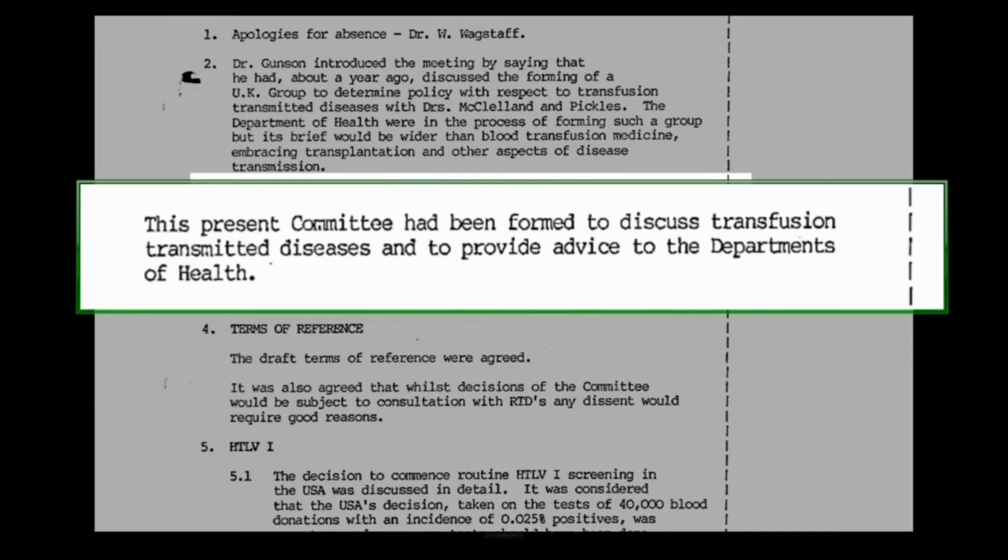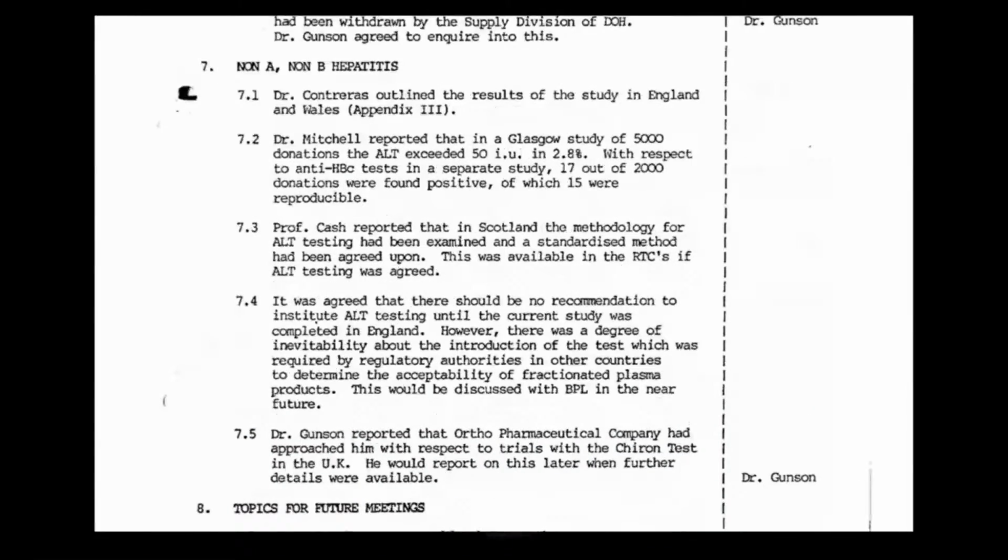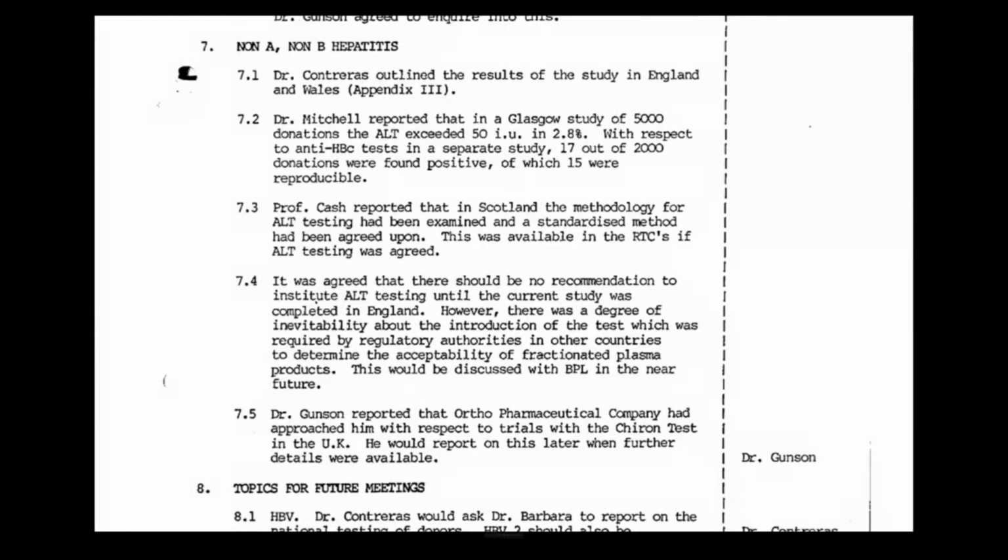And if we go on to page 5, we'll see the heading at point 7, non-A, non-B hepatitis. One of the issues being discussed by this committee in 1989 was the question of testing for non-A, non-B hepatitis. Again, that's a theme we'll come back to, not just this week, but on multiple occasions, I think, over the coming weeks.